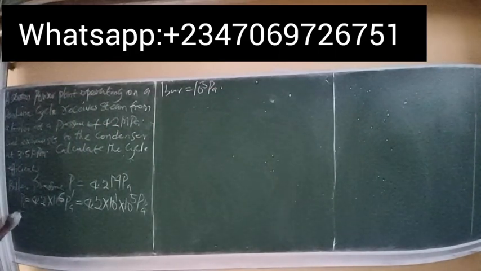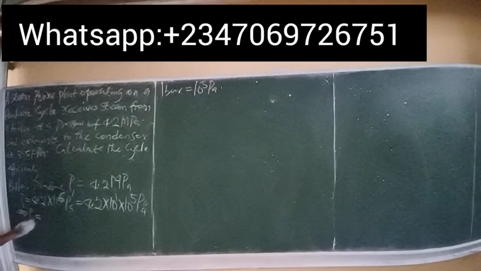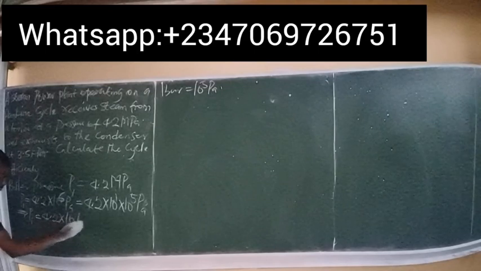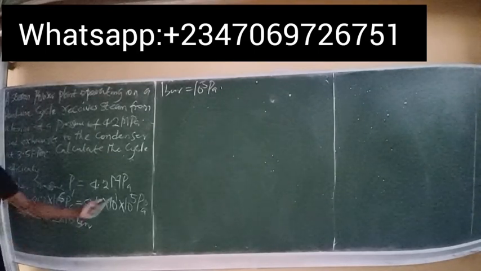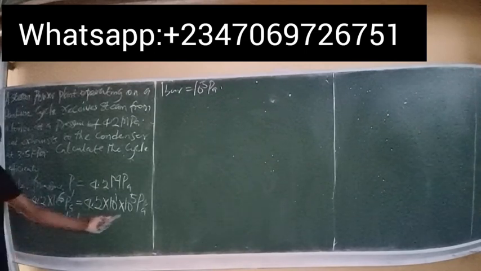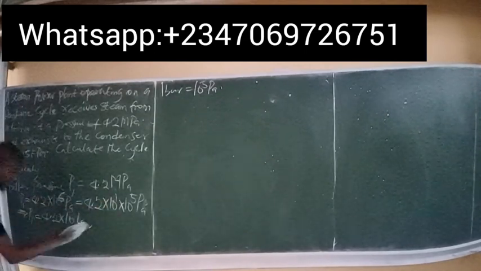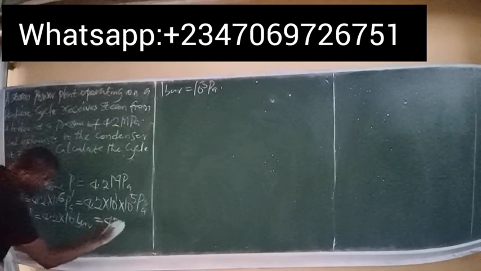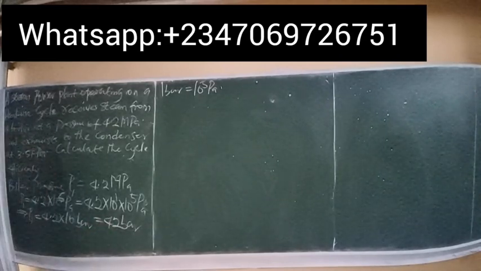So this actually means that P1 is now equal to 4.2 by 10 bar. Of course, 10 to the power of 1 is still 10, so it becomes in bar because we have 10 to the power of 5 there. 4.2 times 10 gives us 42 bar. So the boiler pressure is actually 42 bar. We also do the same thing for the condenser.